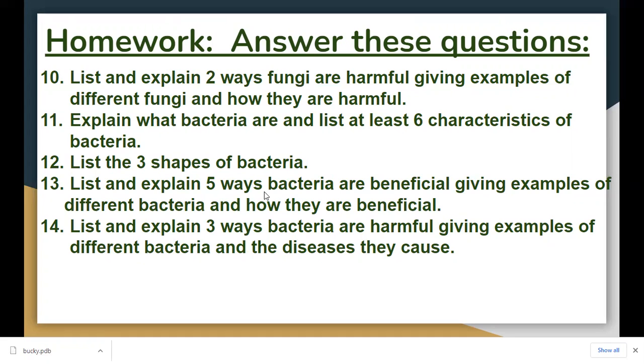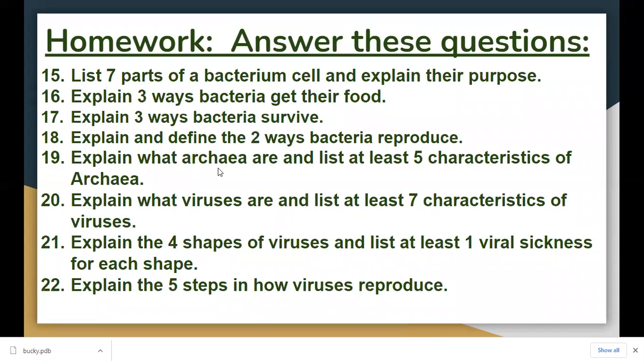Explain what bacteria are and list at least 6 characteristics of bacteria, such as unicellular, etc. List the 3 shapes of bacteria. Remember what those were? Coccus, spirilla, and rod-like, right? Rod-shaped. List and explain 5 ways bacteria are beneficial, giving examples of different bacteria and how they are beneficial. List and explain 3 ways bacteria are harmful, giving examples of different bacteria and the diseases they cause.